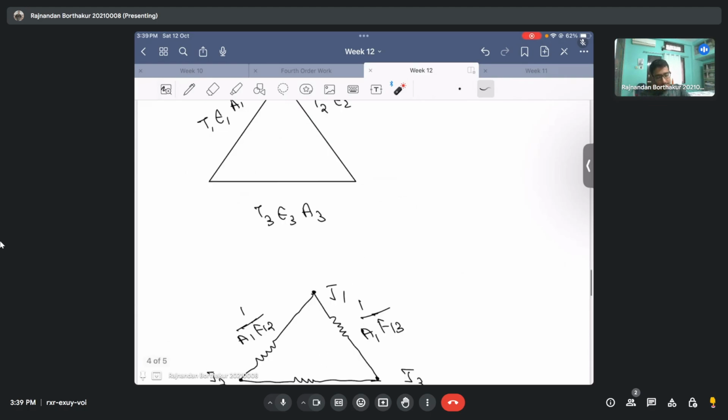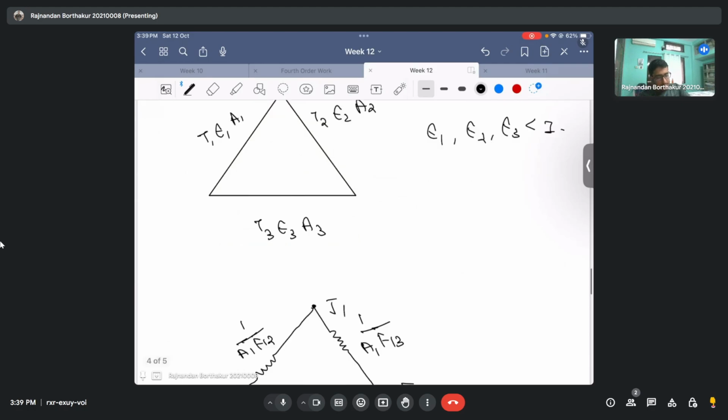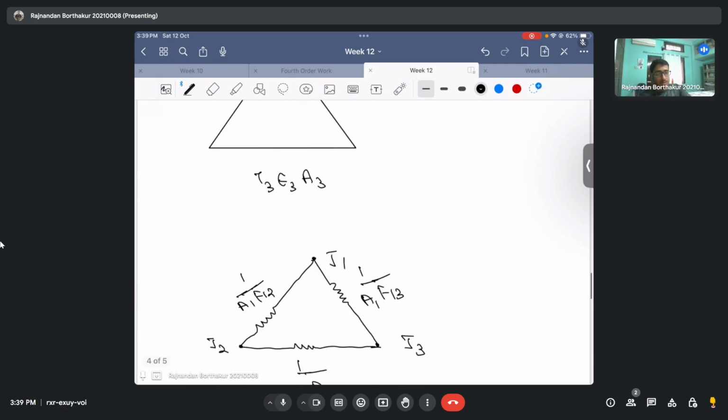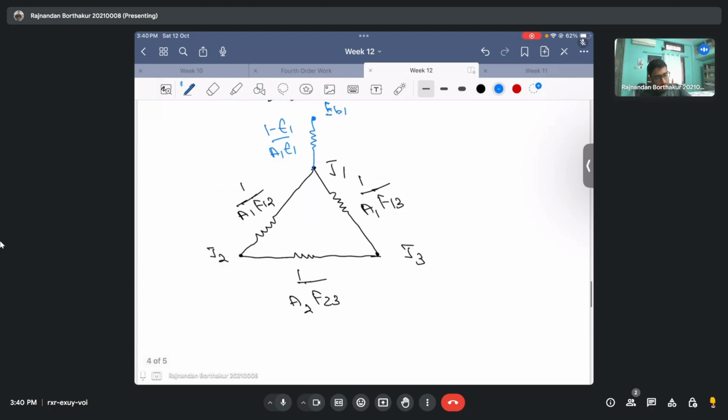Now, since these surfaces have emissivities, and we consider the fact that epsilon 1, epsilon 2, and epsilon 3 are less than 1, which means they are real surfaces, I also now need to draw the associated surface resistances. So for surface 1, I can have my EB1 node, that is the emissive power node, and then my surface resistance, which would be equal to 1 minus epsilon 1 by A1 epsilon 1. And similarly, this exercise needs to be done for the rest of the surfaces.